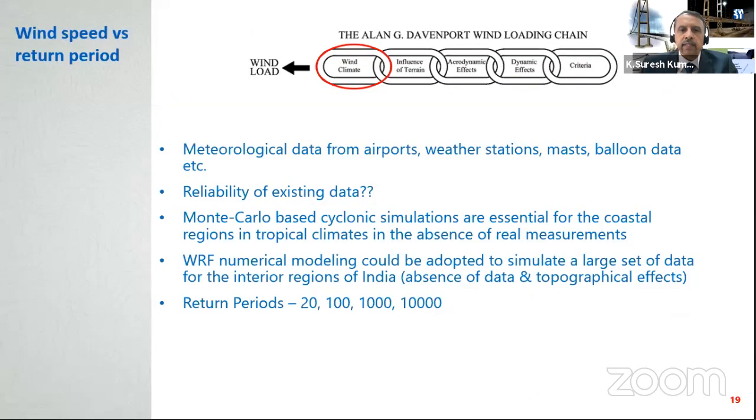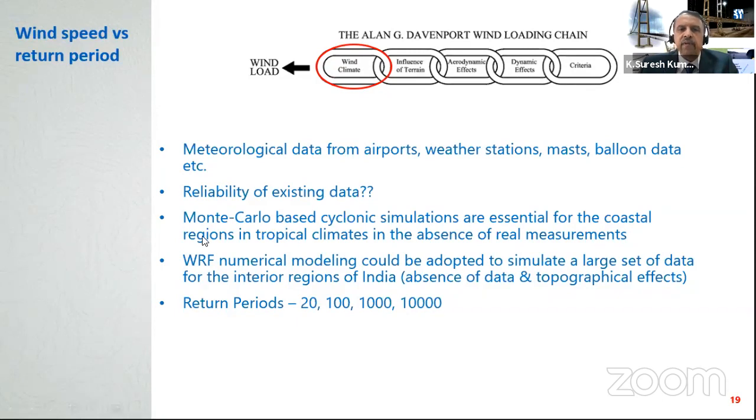Wind climate analysis. This is the famous Professor Alan G. Davenport's wind loading chain, and wind climate is obviously the most important link of this chain in order to calculate wind load on any structure. Typically we get the data from airports and weather stations, but one needs to be very careful about the reliability of the existing data. Some data may be missing, some data could be an outlier, so we have to appropriately do the analysis for those data.